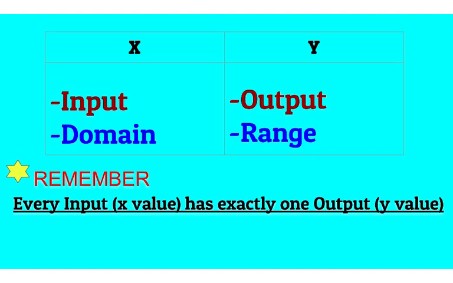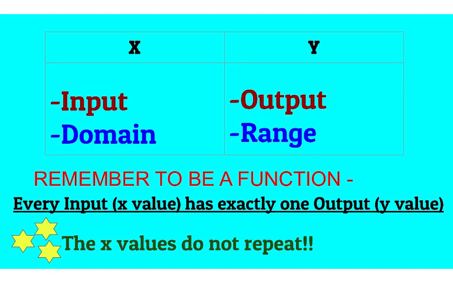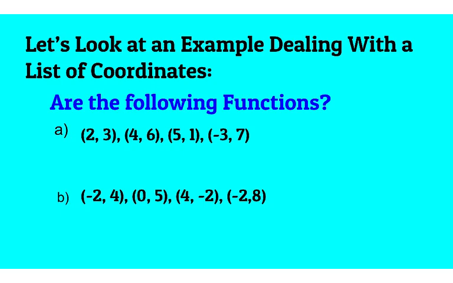Now, when we try to identify a function, always remember every input or x value has exactly one corresponding output or y value. Or just remember the x values do not repeat. I repeat, the x values do not repeat. Let's look at an example dealing with a list of coordinates.